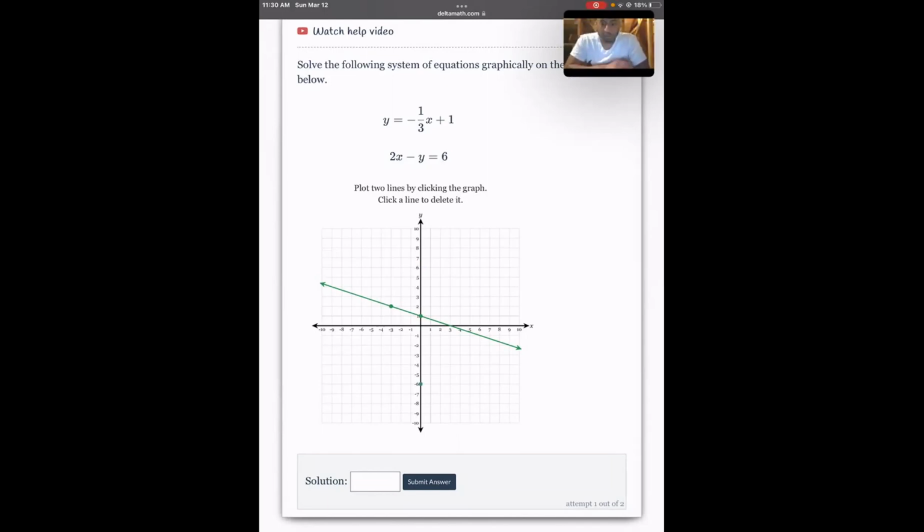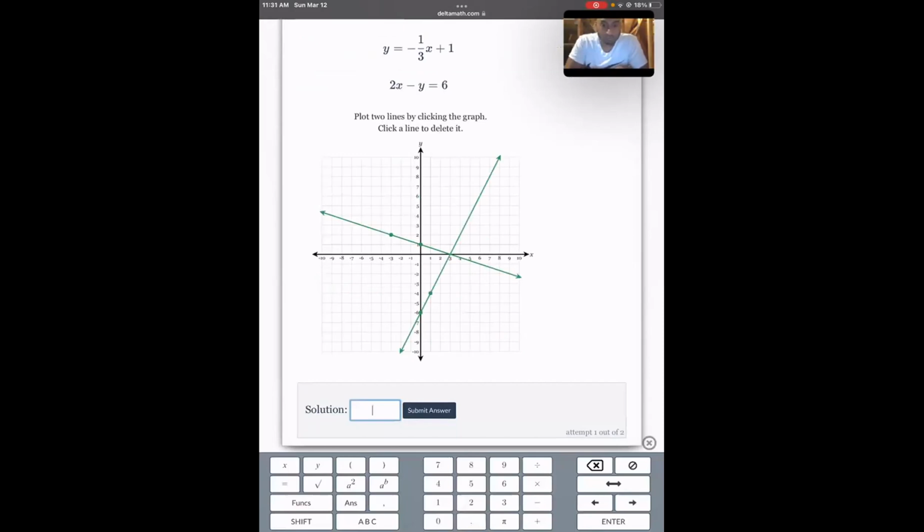There you go. Okay, if the slope is 2, that's 2 over 1. Go up 2 and to the right 1. Okay, what's the solution there? 3 over 0. I mean 3 comma 0. Yep.